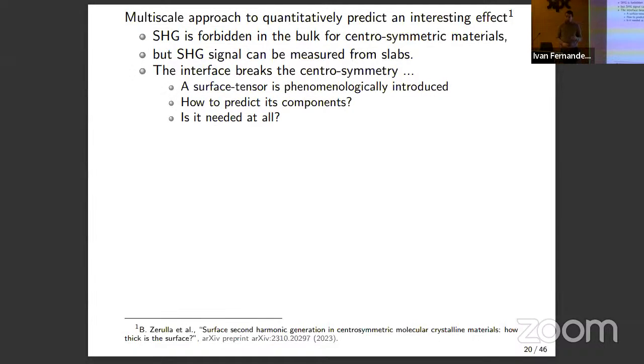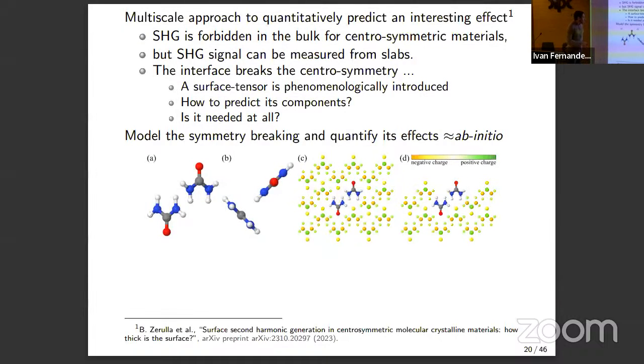Question, is it needed at all? Of course, the answer is no, because otherwise I will not answer these questions. What you can do is the following. You cannot simulate a bunch of molecules, like in a surface of macroscopic size, with DFT. It's not going to happen. It's too many molecules. But what you can do is this.